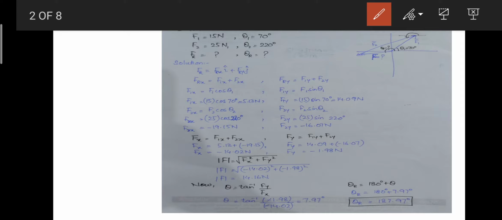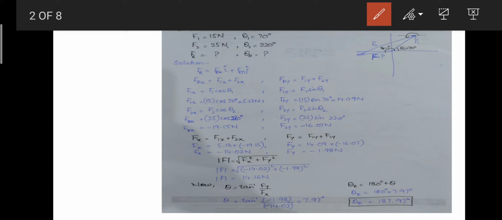To find it, we will go for the resultant force, which is equal to Frx i plus Fry j. First we will calculate the x components, then we will go for y. For Frx we have F1x plus F2x, and after adding both of the x components for the forces F1 and F2, we will get Frx.